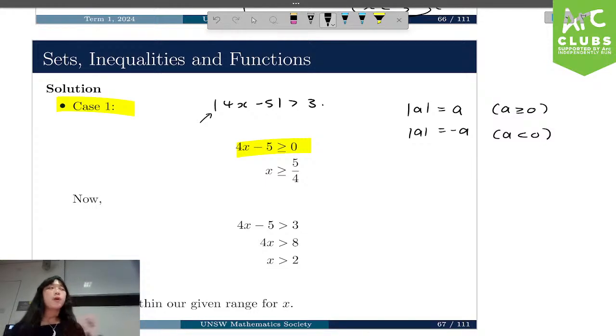Okay? So to work with this algebraically, what we want to do is make it into something we can manipulate. So what we do is we take the two cases. Does that make sense?